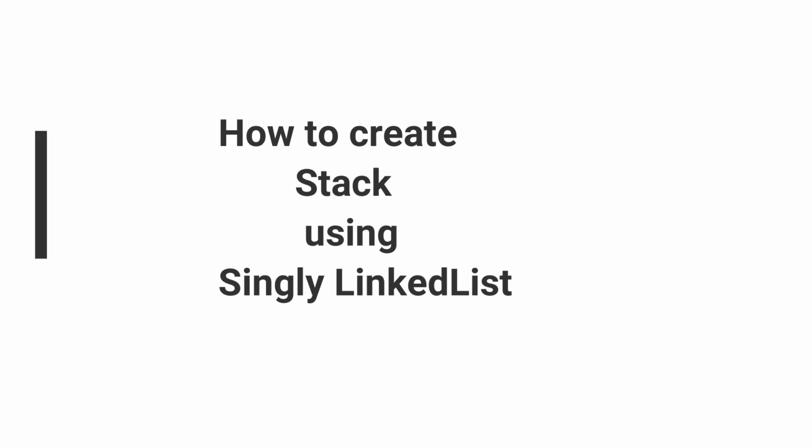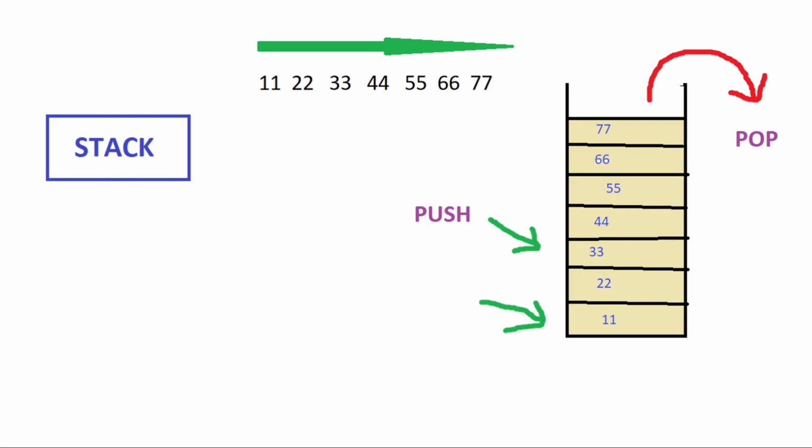Today we will discuss how to create a stack using a single linked list. Before we start, first of all, we should know what a stack is. A stack is a linear data structure which follows a particular order in which the operations are performed. The order may be LIFO, last in first out, or FILO, first in last out.